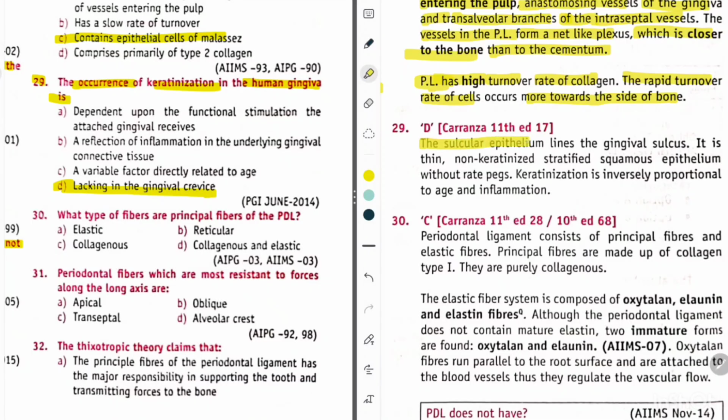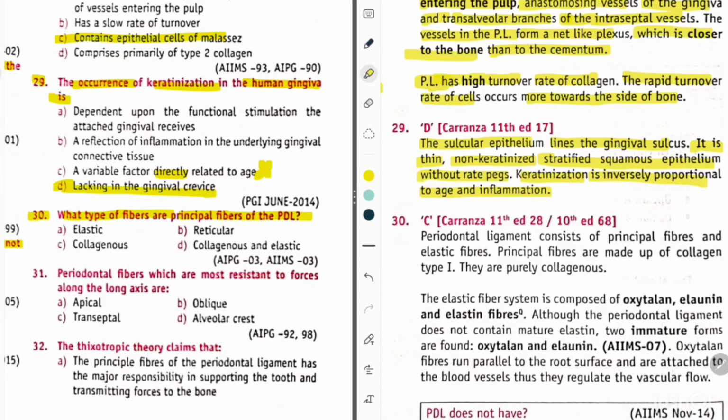The sulcular epithelium lines the gingival sulcus. It is thin, non-keratinized, stratified squamous epithelium without rete pegs. Keratinization is inversely proportional to age and inflammation. That is why option C is the wrong answer, which says it is directly proportional, and option D is the correct answer. Now question 30. What type of fibers are principal fibers of the PDL?